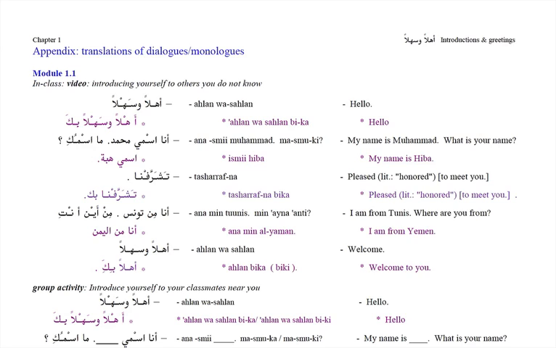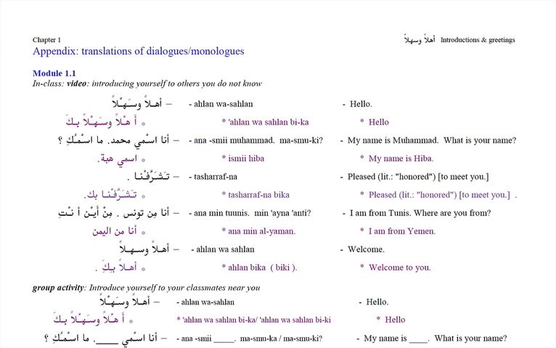Again, there is no verb to be. Ismi hiba. Ism, name. My, hiba. The response then when you first meet someone is to say, Tasharrafna. And they would say, Tasharrafna bika, or Tasharrafna biki. Tasharrafna literally means to be honored.